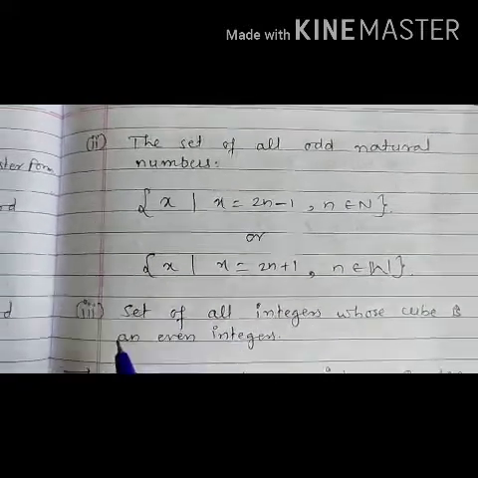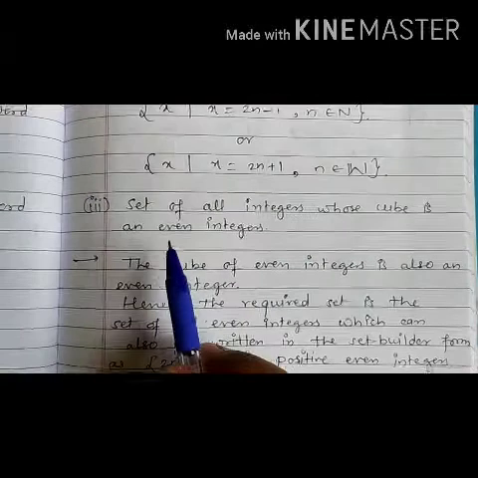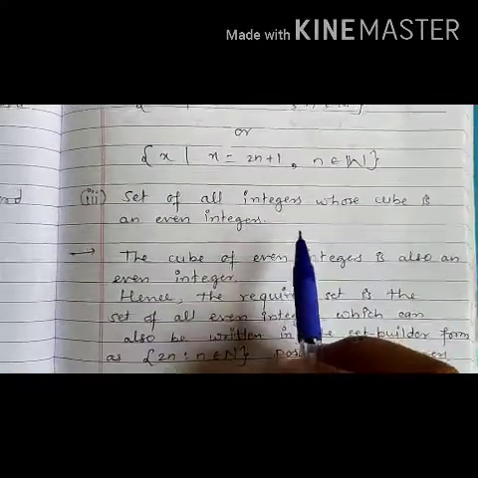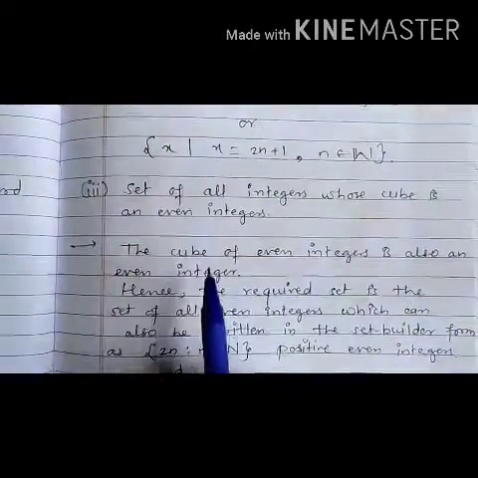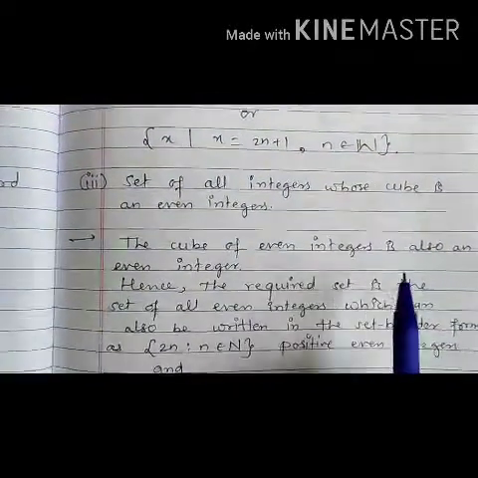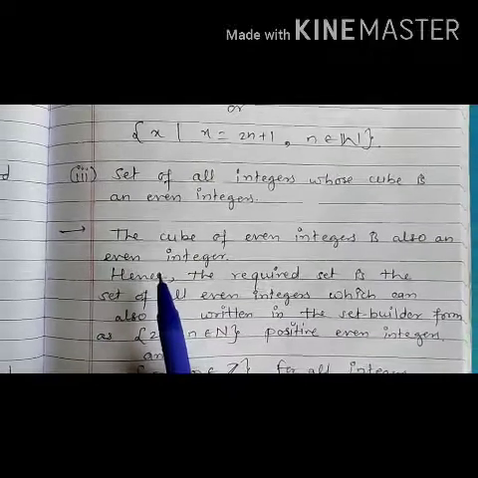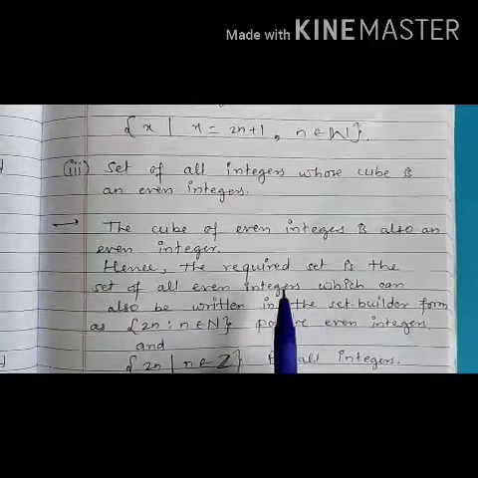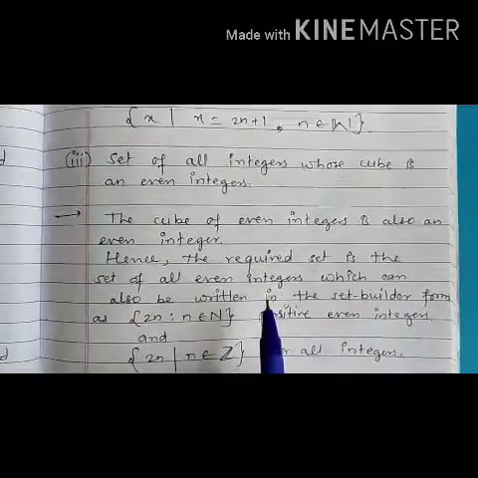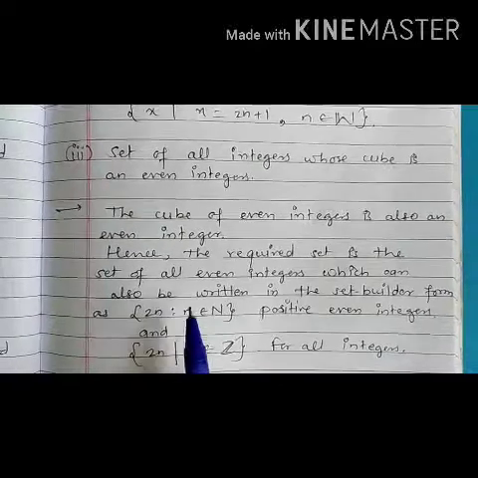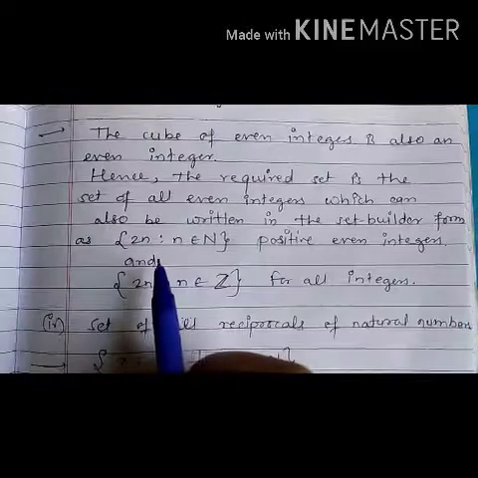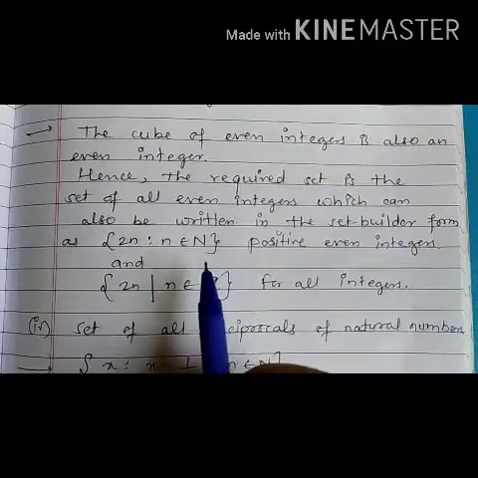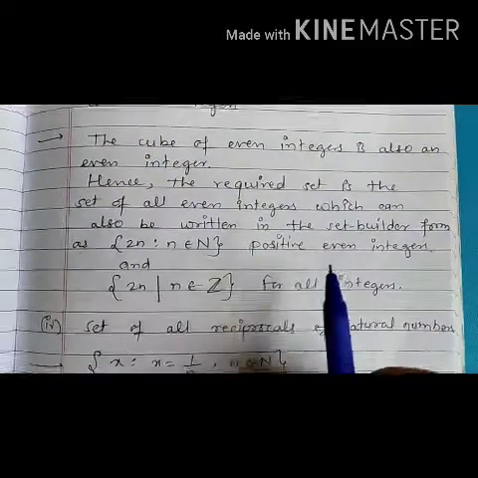Understood? Now the third example, set of all even integers whose cube is an even integer. Now we know that the cube of an even integer is also an even integer. Hence the required set is the set of all even integers, which can also be written in set builder form as twice n such that n belongs to N for positive even integers.